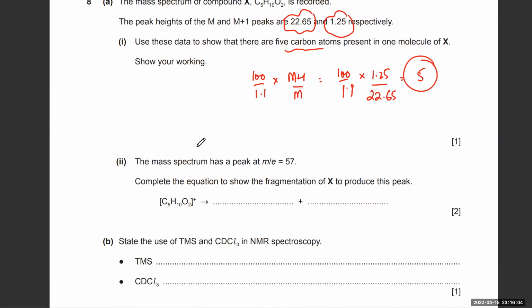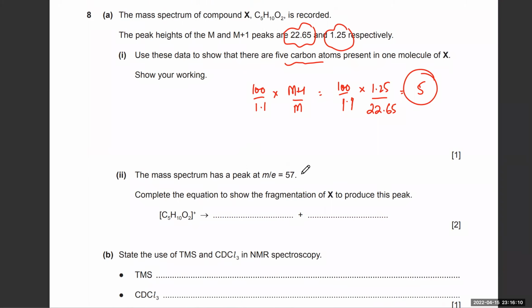Then it says the mass spectrum has a peak at 57. Complete the equation to show the fragmentation of X to produce this peak. So you had C5H10O2. What could be 57? We don't know what C5H10O2 is, but in mass spectrometry you ionize it, and when you ionize it, it breaks down into pieces. One of the pieces is 57. So what could be 57?